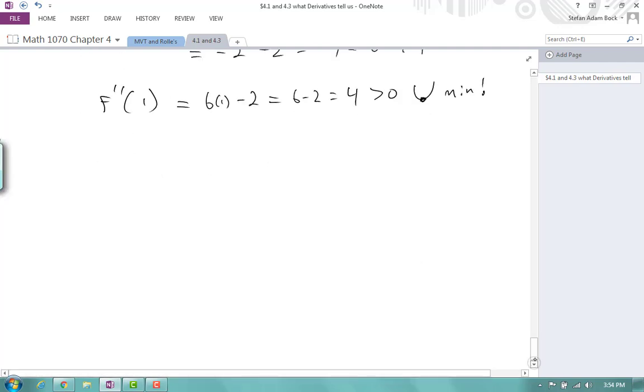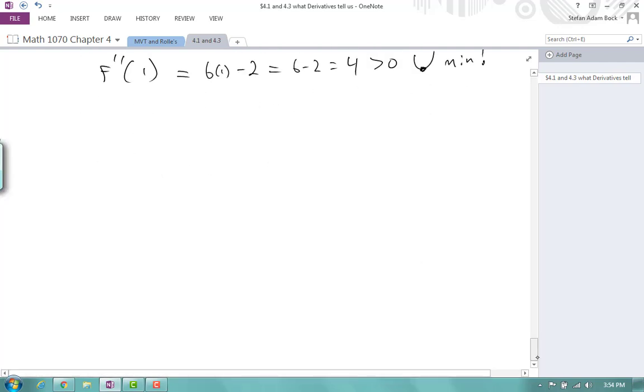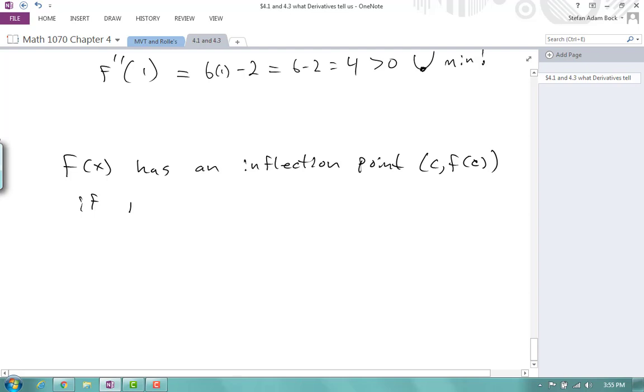And with the second derivative, similar to the first derivative where we are able to find maximums and minimums and critical numbers, we have points of inflection with the second derivative. So we say f of x has an inflection point at c comma f of c, that's my xy coordinate, if f double prime of c is equal to 0 and f of x changes concavity at x equals c.